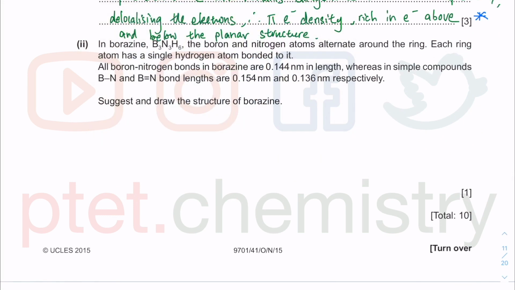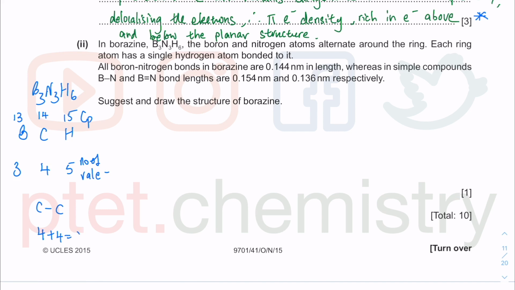In this last bit of the question, this is a 1 mark question. They're saying that in borazine, B3N3H6, instead of C6H6, as you know, boron, carbon, hydrogen, so this is in group 13, 14, and 15. So the number of valence electrons is 3, 4, and 5. When you have carbon and carbon, you have 4 plus 4, which is 8 electrons. When you have boron and nitrogen, you have 3 plus 5, group 13 and group 15, you also have 8 electrons.